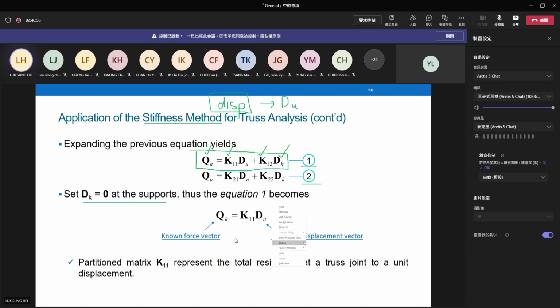If DK is 0, then the second term of the right hand side disappears. It becomes this equation: QK equal to K11 times DU. By solving this equation, you can find out unknown displacement. How to solve these equations? It depends on how you do the matrix calculations. One way is to multiply the whole equation by the inverse of K11.